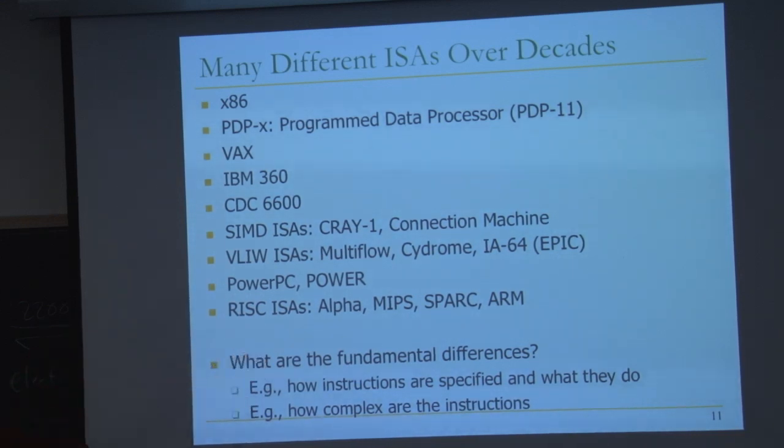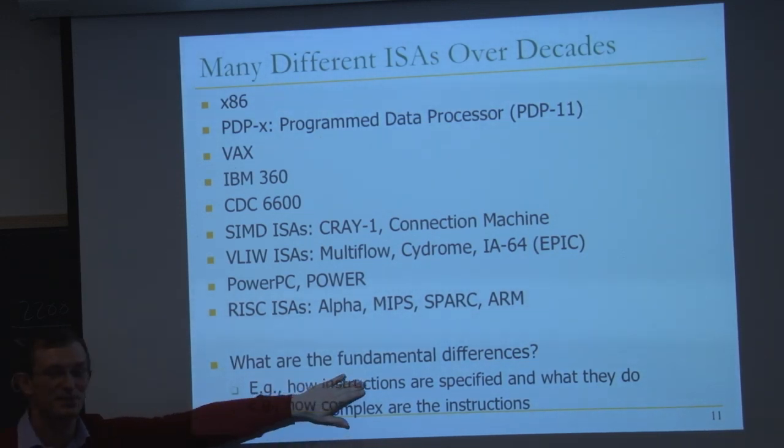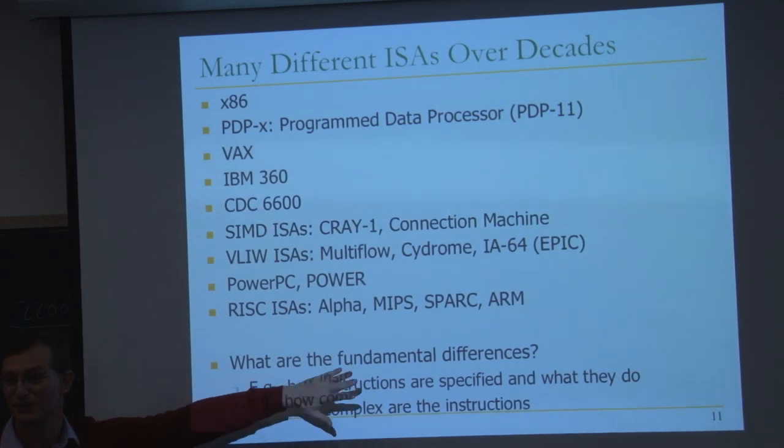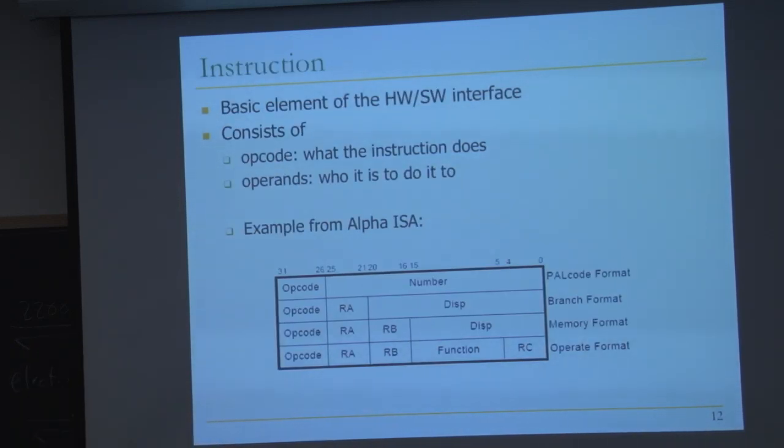So what are the fundamental differences between these ISAs? Basically, it's really how they define the hardware-software interface, and that's a huge space, right? For example, how instructions are specified and what they do. How complex are the instructions? These are two of the fundamental differences. We'll cover some of these. But the instruction is the basic element of the hardware-software interface, so we should start with the instruction.